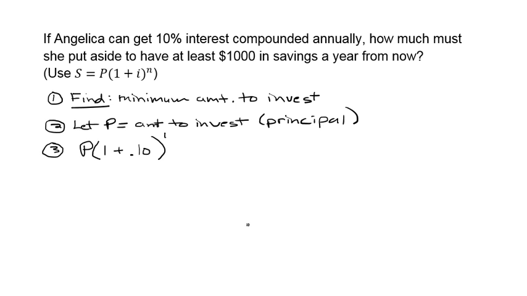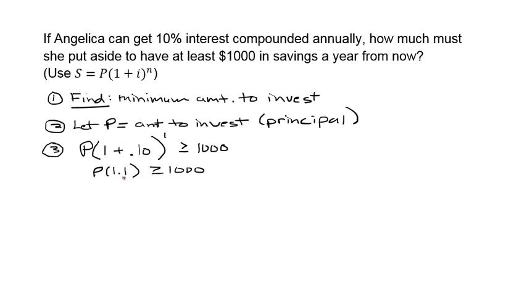All right, so what do we want that to equal? Well, we want it to be at least $1,000. So that amount must be at least 1,000. That means it could be 1,000 or it could be greater. So this is what I need to solve. So let's clean that up a little bit. I've got P, and then inside the parentheses 1 plus 0.10 is just 1.1. And that amount is supposed to be greater than or equal to 1,000.